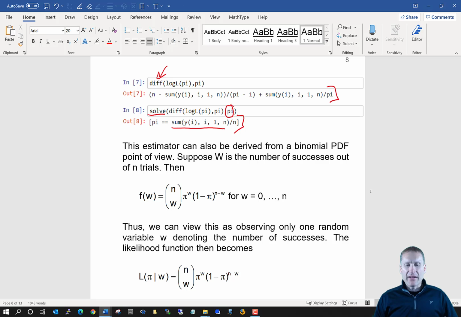This pi hat can be derived from a binomial PDF point of view as well. So let's say that W is our number of successes, and I have n trials. Just to show you that you get exactly the same thing because of the relationship between a Bernoulli and a binomial, let's just quickly go through some stuff here.